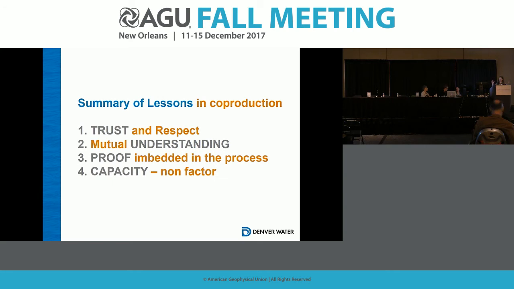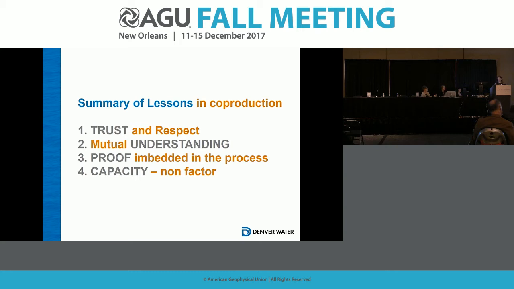So now you bring co-production into that, and this changes a little bit, right? Co-production, working with researchers directly from the start, not only builds trust, it builds respect, it builds mutual understanding, which I think is more important than just understanding. The proof is just embedded in the process, right? And the capacity is built in because it's something that we're both seeking to achieve.